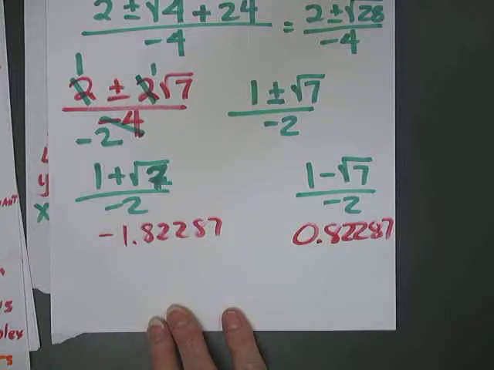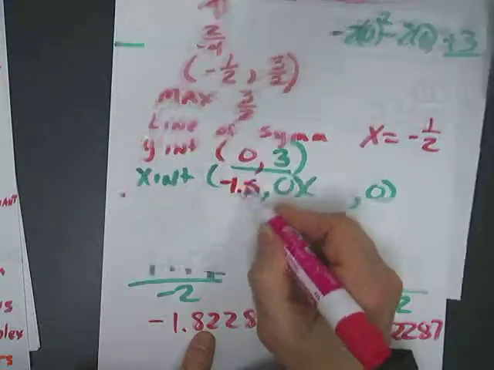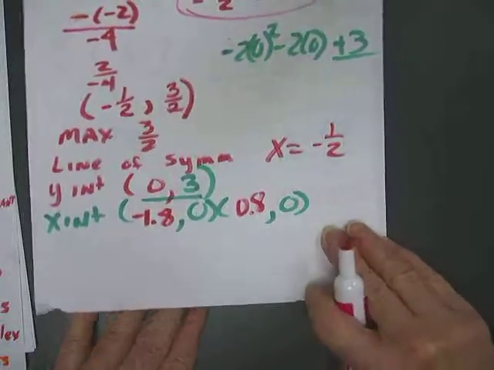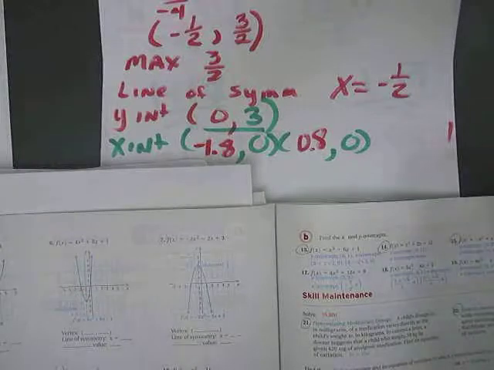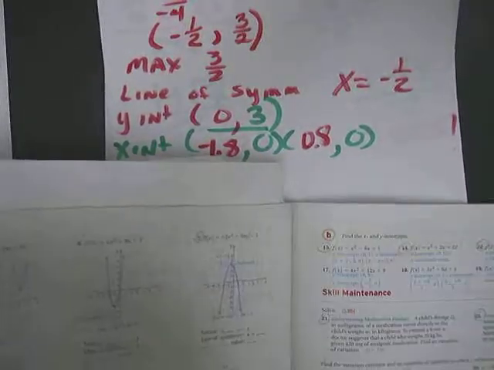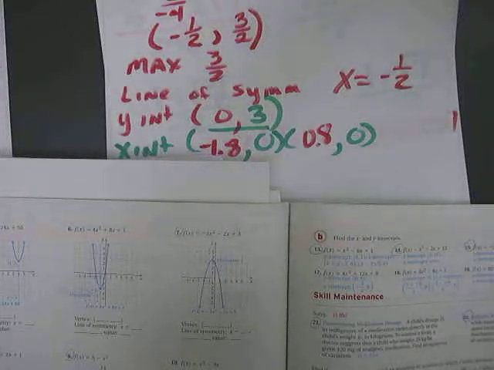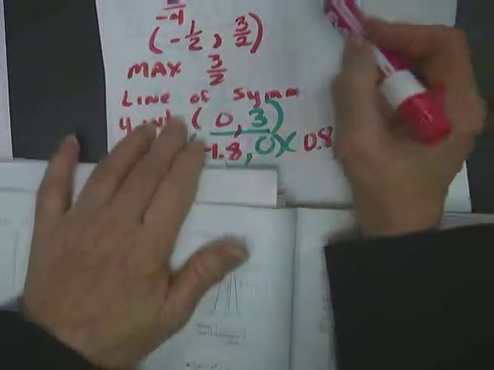1 plus square root of 7 divided by negative 2, and what'd you get? Negative 1.822. Right, okay. This one, 1 minus square root of 7 divided by negative 2, is 0.822. Okay, I don't know how much it wants us to round it to. X-intercepts, we'll just do 1.8 to the tenth, and that one to the tenth. Okay, so let's see what it looks like in the book and see if we did it right.